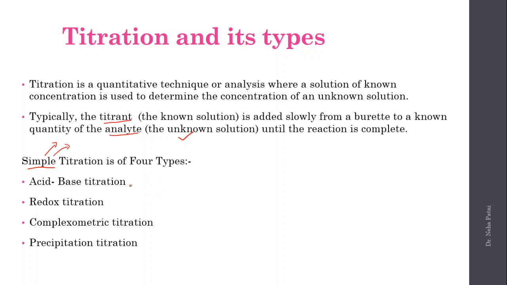By principle, when acid and base neutralize each other, that gives you the end point. When reduction and oxidation take place simultaneously, that is another type of titration. You may refer to my video on redox titration. Then there is complexometric titration, which we are going to discuss today, so I'm skipping it for now. And then there is precipitation titration, wherein at the end point we observe a precipitate, and on that basis we find the end point.